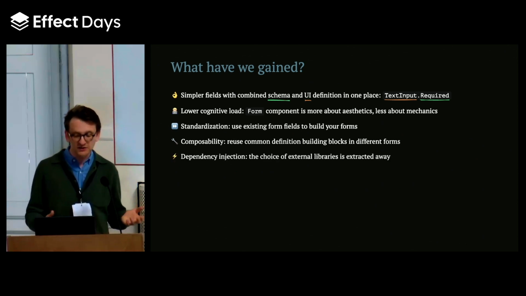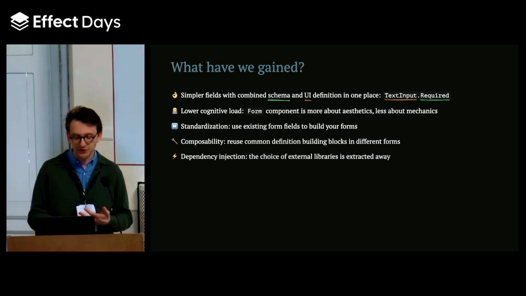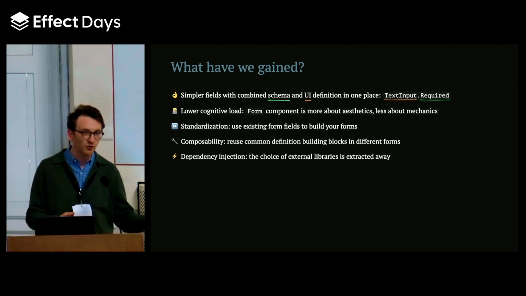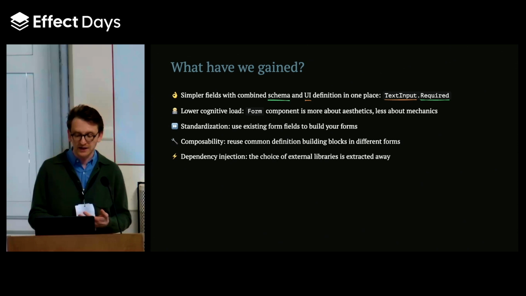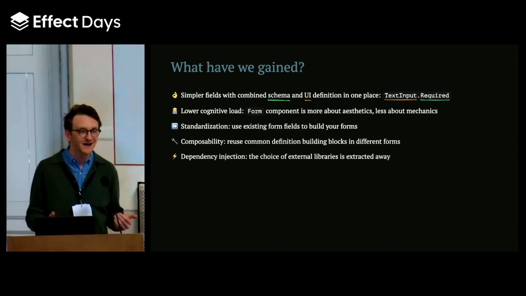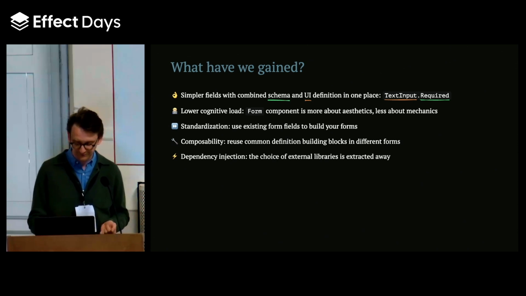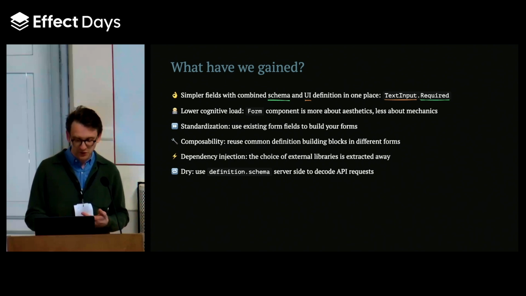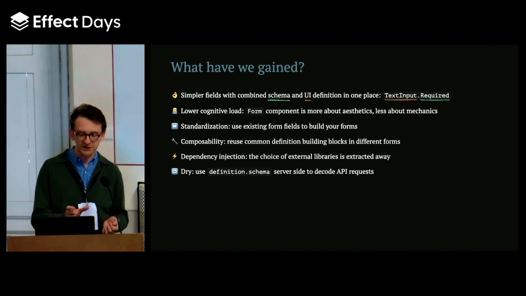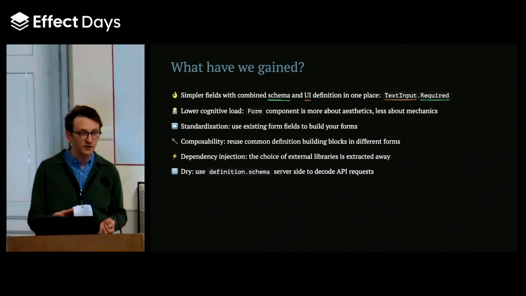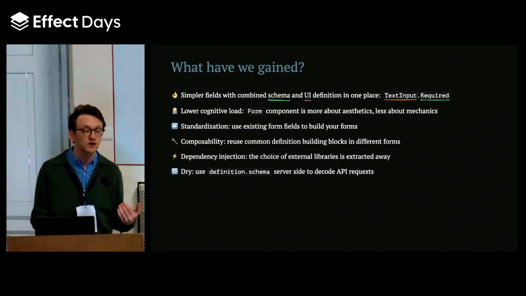Thanks to dependency injection and thanks to Effect, the choice of the external library that you use for the form and for the component library is extracted away. You can decide it later on. You can also extract the schema out of the definition object and use it in other parts of your software. For example, server-side to decode whatever requests your form is sending to your backend. So you don't have to rewrite it in the backend.